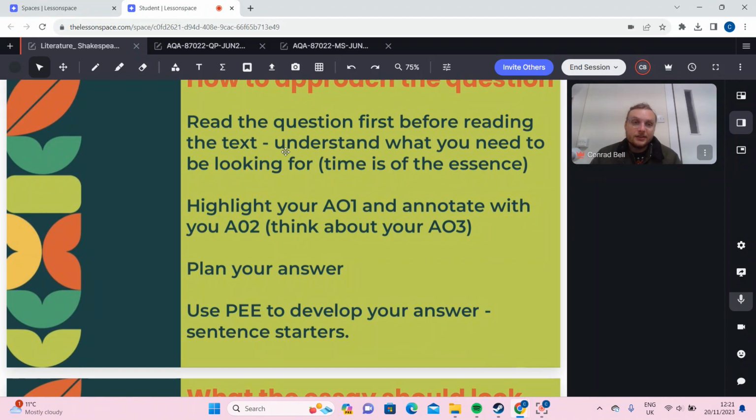So you need to read the text before, and then you highlight. So you highlight your AO1 and annotate your AO2. Think about AO3. That's what I told you to do. Just to constantly think about those AOs. Sorry, I think I've got those all around there because you highlight the AO2, so you highlight the bit of text that you're getting out, and you annotate it with the point that that text is going to make.